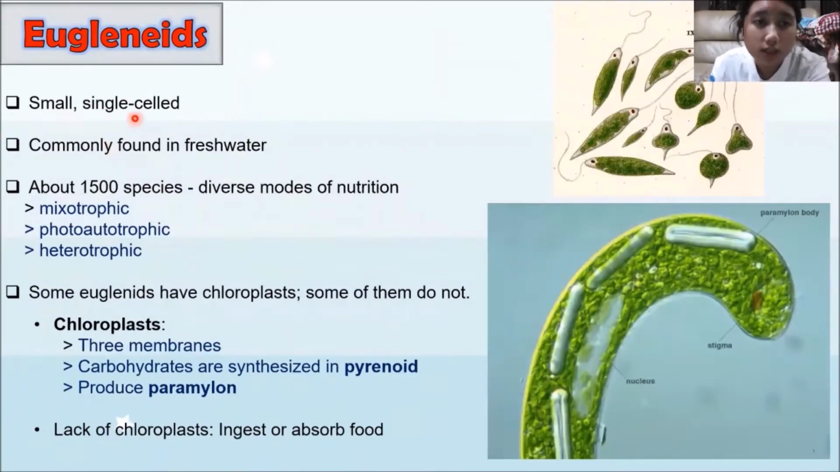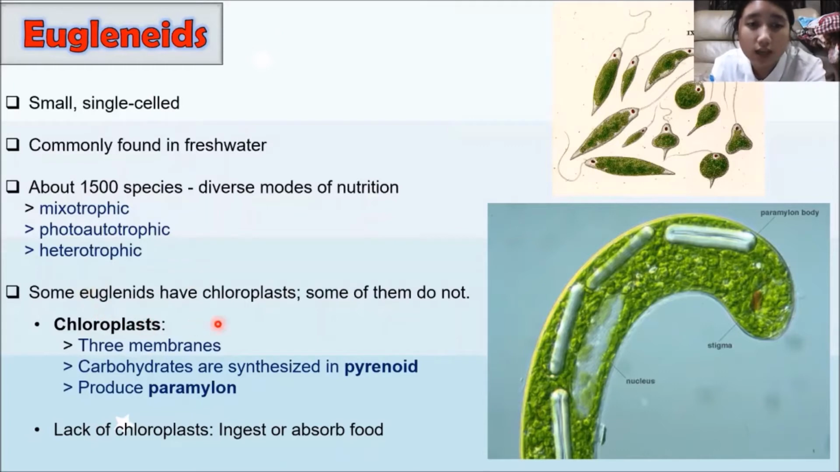So the first one, Euglenids. Euglenids are small and single-celled. They are commonly found in fresh water, and it is very difficult to classify Euglenids because there are about 1,500 species with diverse modes of nutrition, such as mixotrophic, photoautotrophic, and heterotrophic.